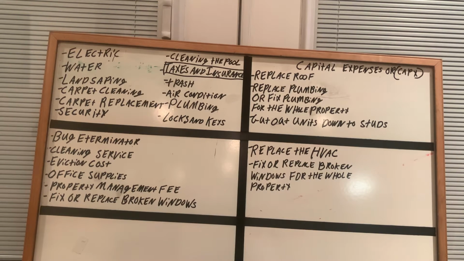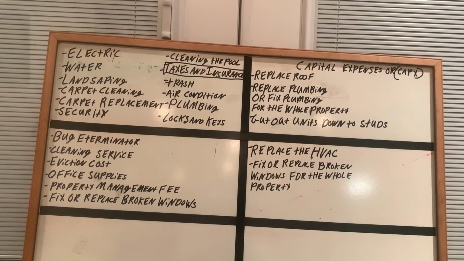Capital expenses are something that you're going to pay for every once in a while. This is not something you're going to pay for every month. For example, replacing a roof, or fixing the plumbing for the whole property. You're not going to replace the roof every month. You're not going to fix plumbing for the whole property every month. You might fix plumbing in 1 or 2 units, but not the whole building.